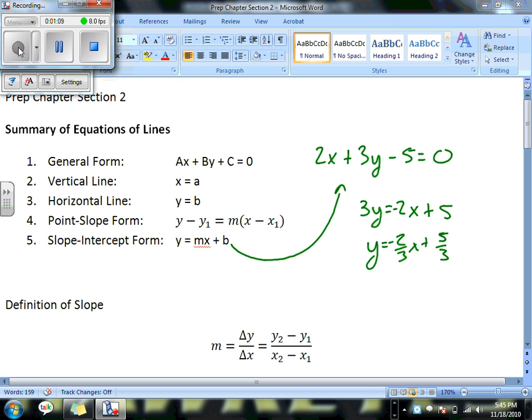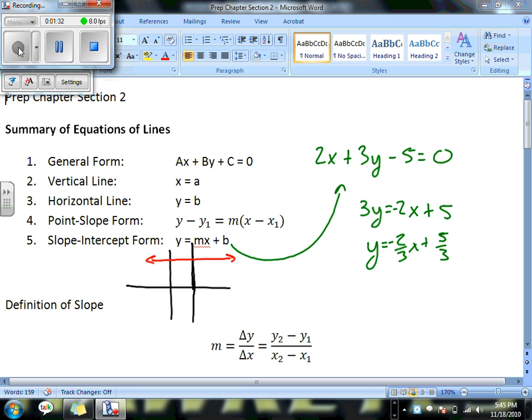A vertical line is going to have an equation x equal to something, because if, say, we have x equal to 2, no matter what value you plug in, you're always going to get 2 for x. Same thing with the horizontal line, y equal to 5. No matter what value you choose for x, y is going to be 5. They don't give you an option.